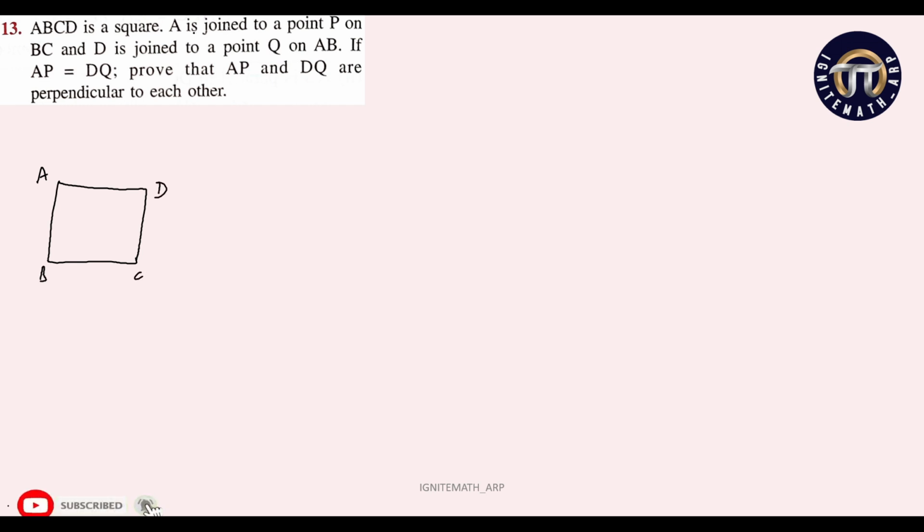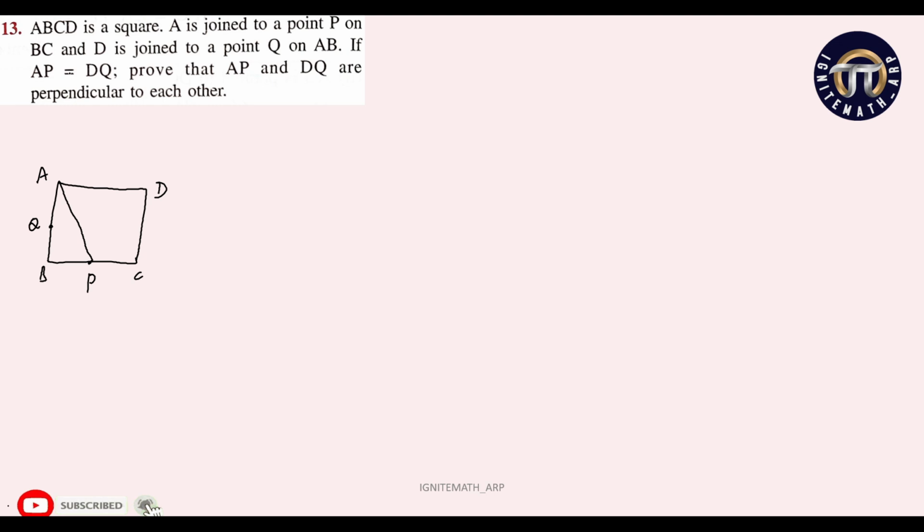A is joined to a point P on BC. There is a point P on BC over here, BC is here, and A is joined to this. And D is joined to a point Q on AB. This is point Q.